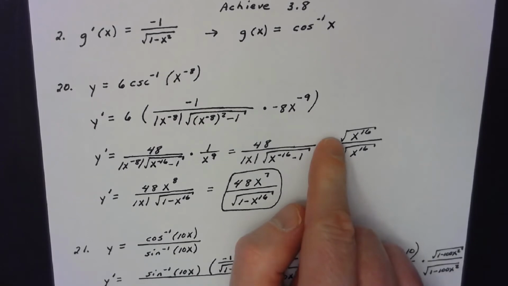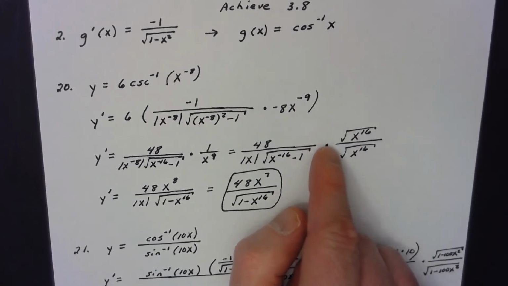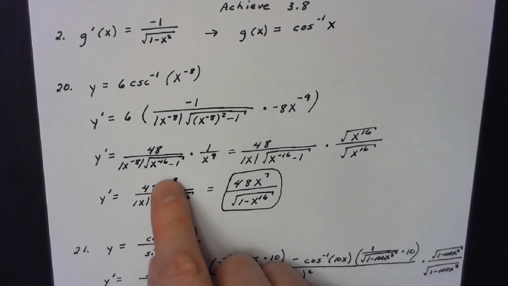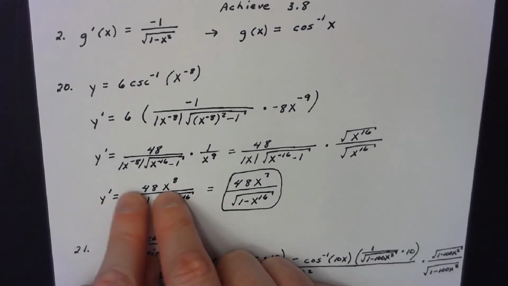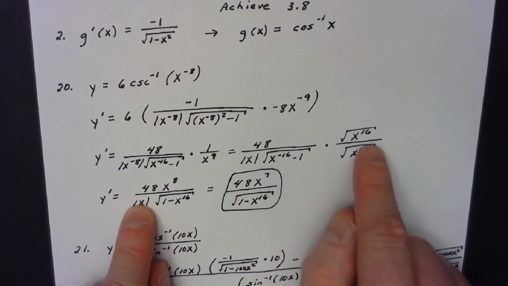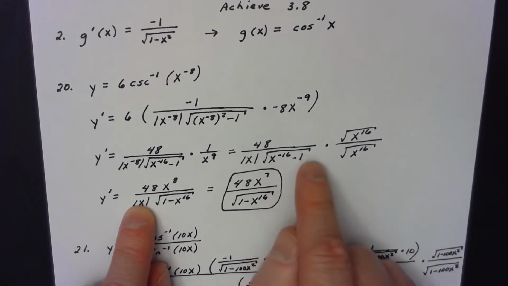Now, of course, you understand that the square root of x to the 16th, I'm really multiplying by an understood x to the 8th over x to the 8th. When I multiply by that x to the 8th in the numerator, that's where that comes from, 48x to the 8th. I left my absolute value of x, and then I distributed that root of x to the 16th into each of the terms inside the root.